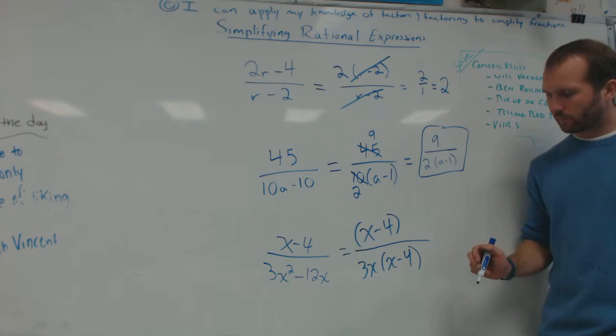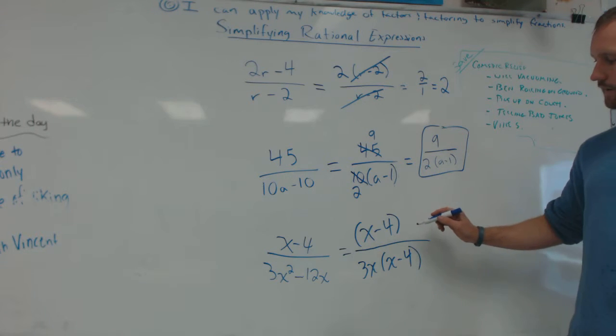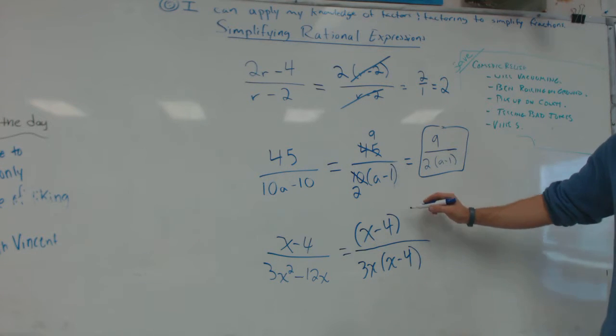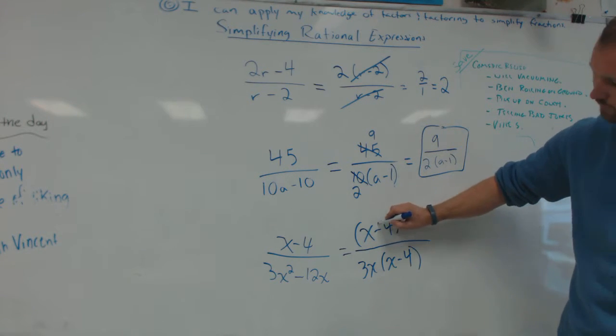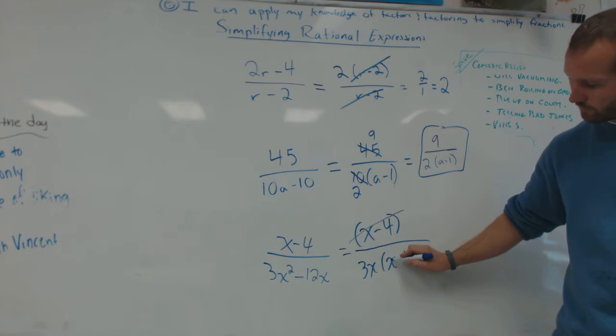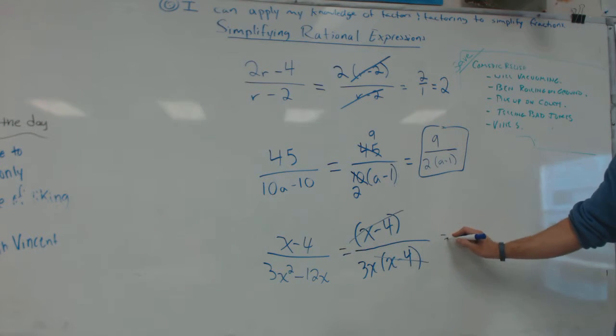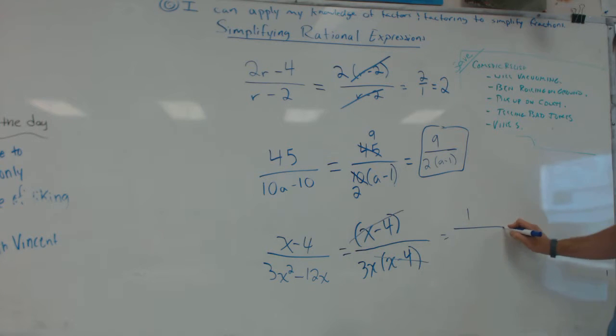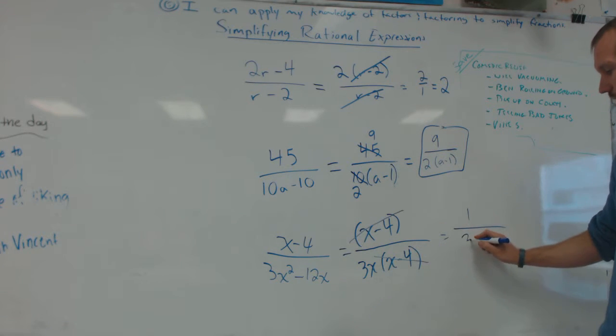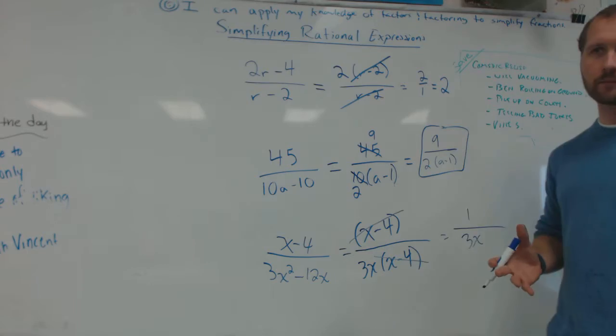We can cross out the x minus 4. Okay, so no more factoring, but we can now start to cancel. So I see a factor in the top, x minus 4, but I also see it in the bottom. What's left in the top is 1, and what's left in the bottom is the 3x. And that's right. And that's it, we're done.